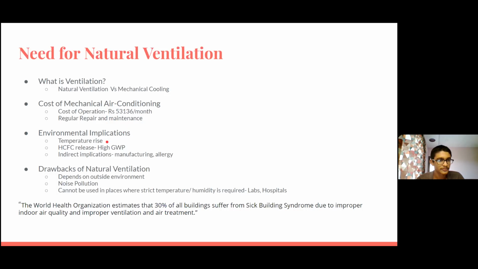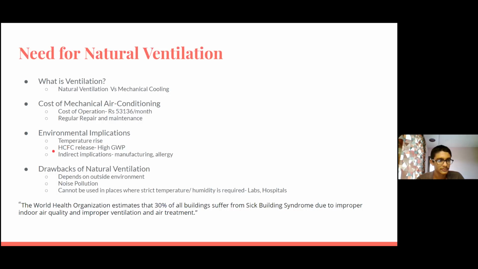So the process of refrigeration involves releasing heat to a higher temperature body. So in our case, the atmosphere. So basically, we are going to release heat to an already hot environment that will cause further temperature rise. This also causes the more dreaded global warming phenomenon.